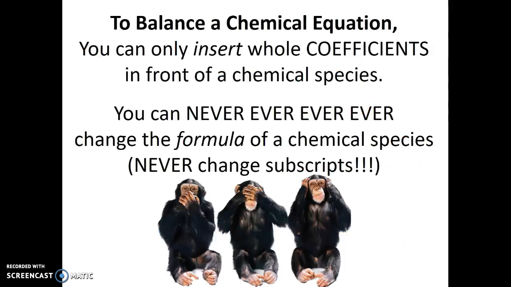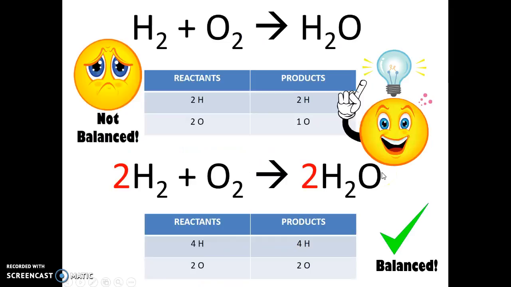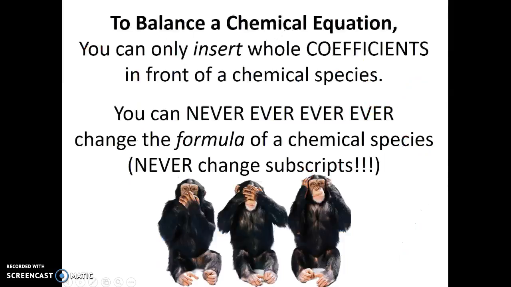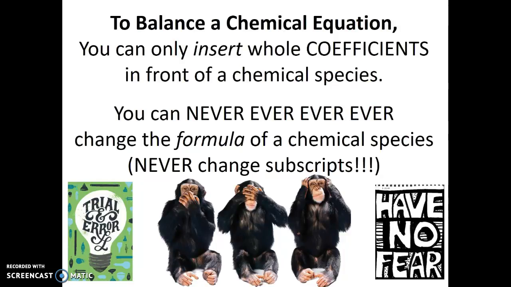So we're going to be practicing this more with some activities, but I wanted to just point out to you, if you haven't noticed yet, that you can only insert coefficients in front of a chemical species. It is absolutely wrong to ever change the formula of a chemical species, meaning you cannot change a subscript because, as I showed you here, water is water, H2O. I cannot just put a 3, H3O. That's a totally different chemical. But I can add a 2 and make it 2 water molecules. So keep that in mind as we go ahead with the next activities.